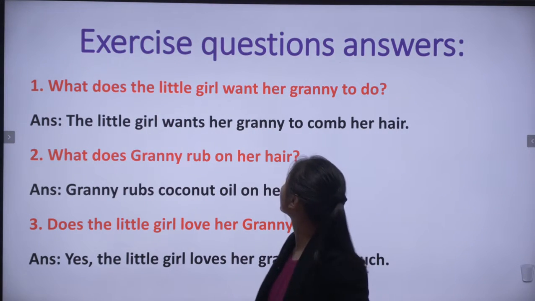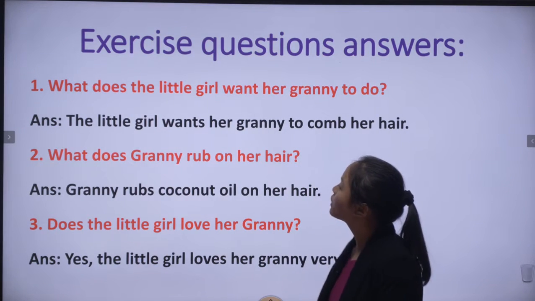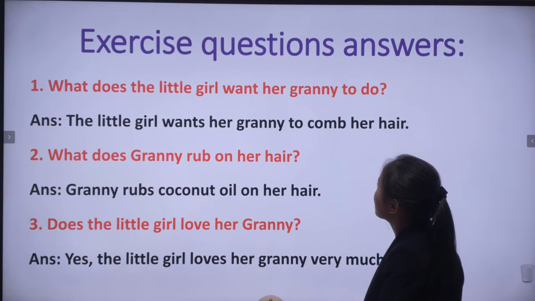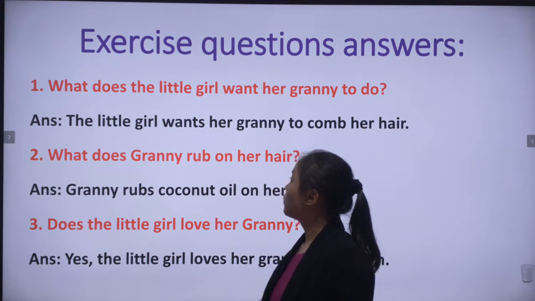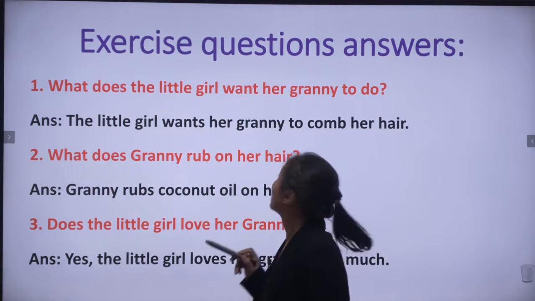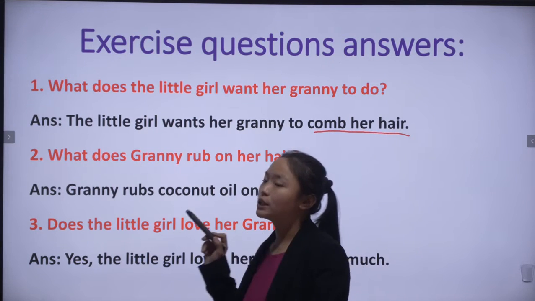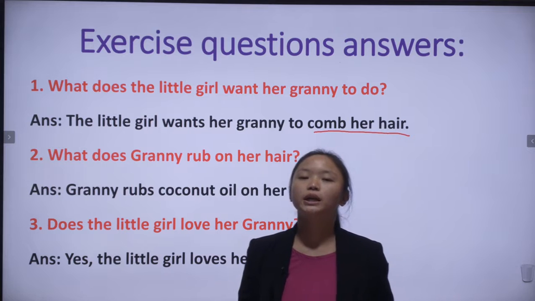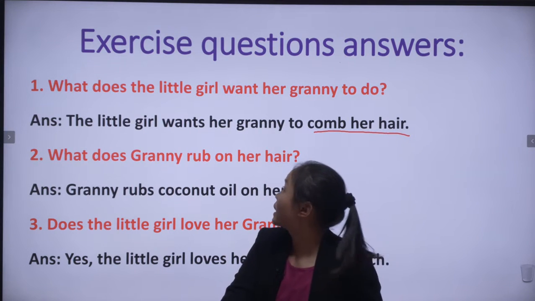Next, exercise question and answer. Question number 1. What does the little girl want her granny to do? Answer. The little girl wants her granny to comb her hair. What does the little girl want her granny to do? क्या? The little girl wants her granny to comb her hair. वो छोटी सी लड़की अपनी ग्रानी से क्या करने के लिए कहती है?